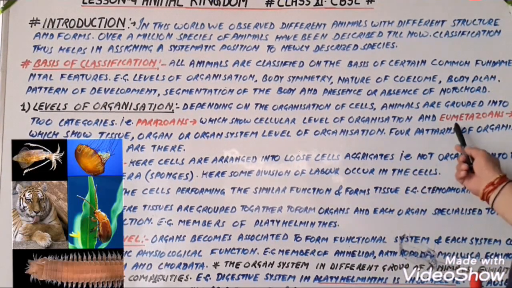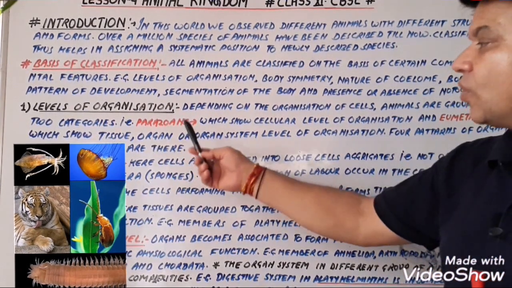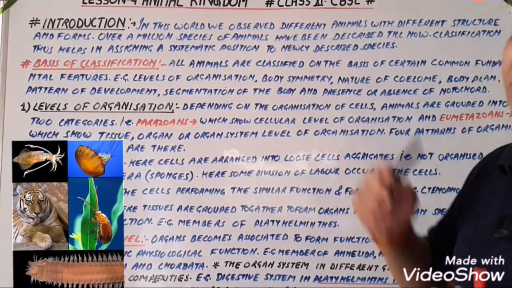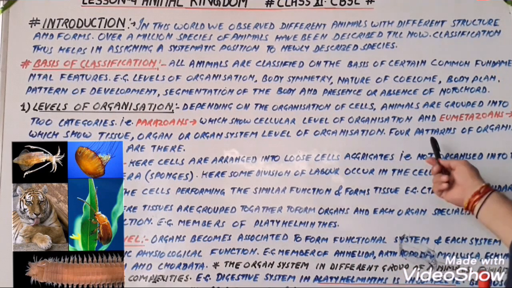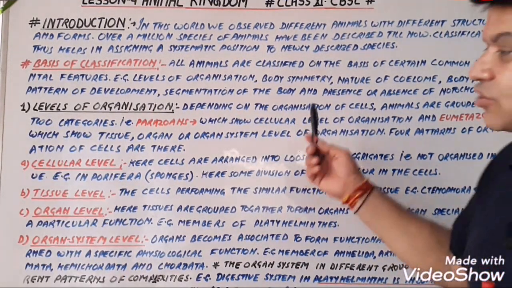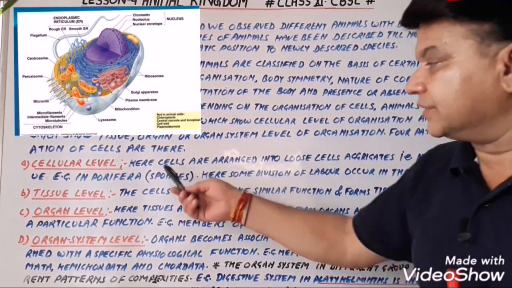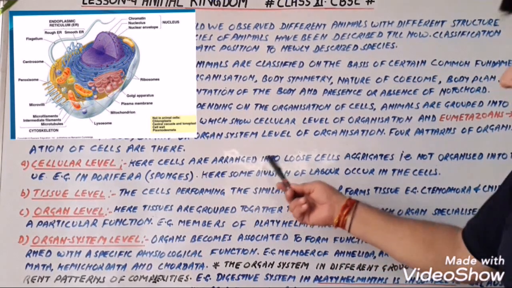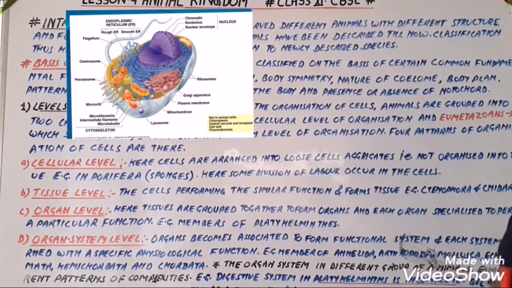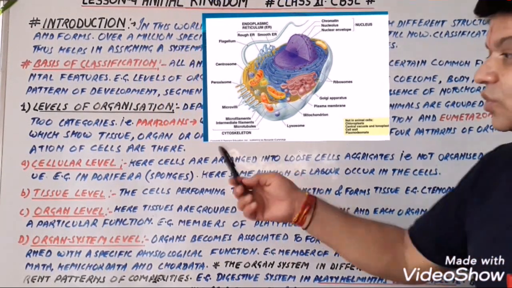And Eumetazoa. Eumetazoa show tissue, organ or organ system level of organization. Now, the four patterns of organization of cells are: first of all, the cellular level of organization. Here cells are arranged into loose cell aggregates, that is, not organized into tissue.